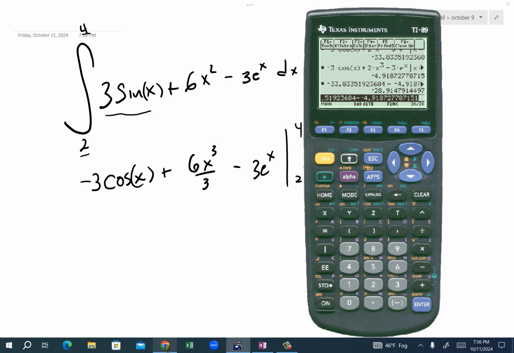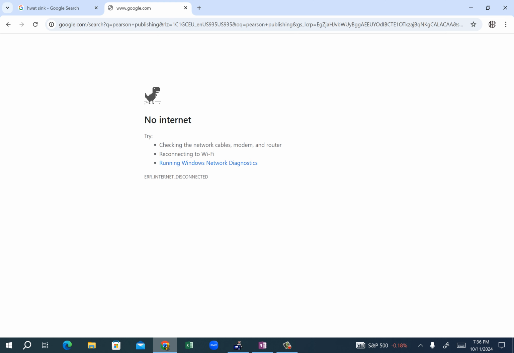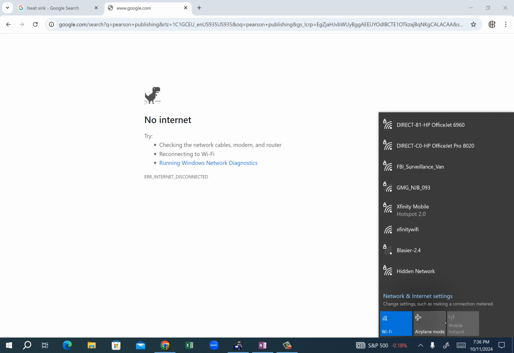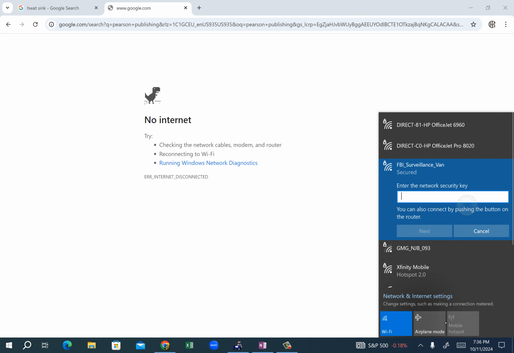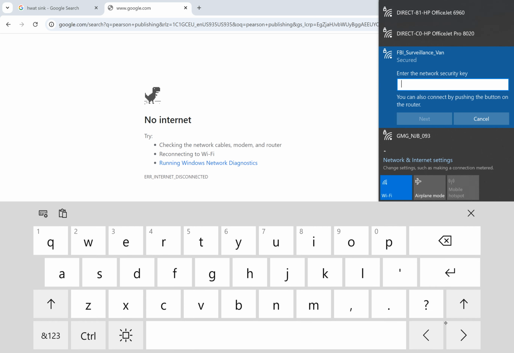Let's go look at Desmos and see what Desmos has to say about this. Oh, just a minute. I'm at my buddy's house. Gotta get all this junk typed in. Don't steal his Wi-Fi if you come over.